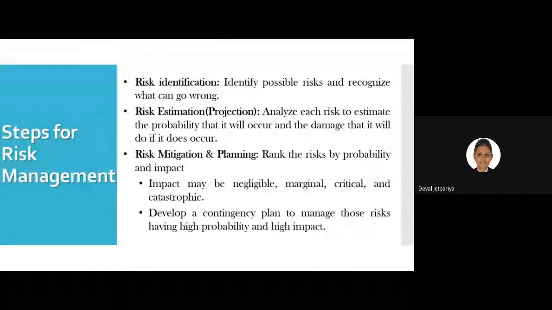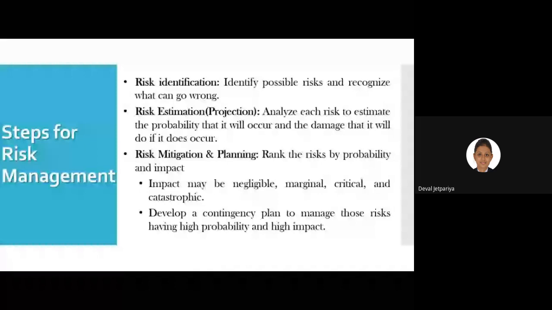The second one is estimation. So now we are estimating whatever risks we had identified. Analyze each risk to estimate the probability that it will occur and the damage it will do if it does occur. So we are estimating that, suppose this risk occurs, how much percentage of damage we will get in our product, whether it is hardware, software or anything.